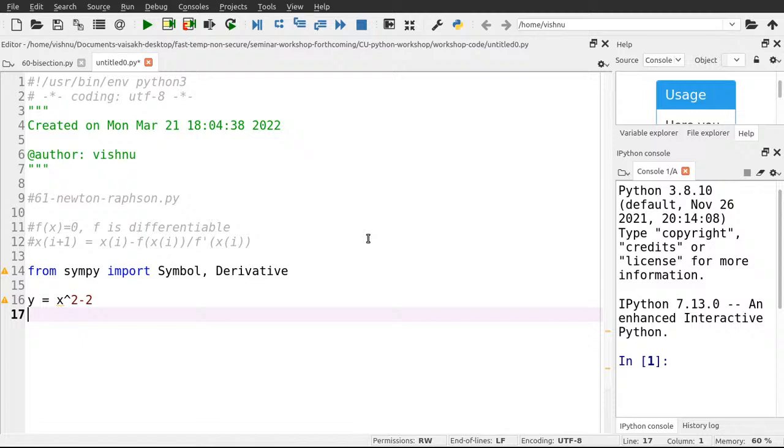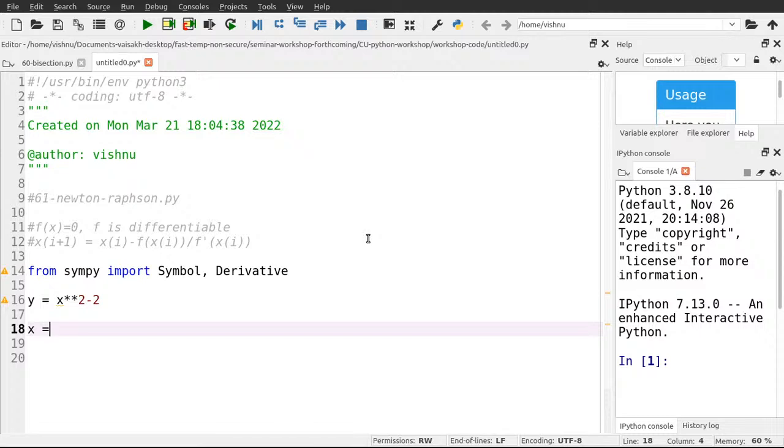Oh sorry, this is latex. Confused. x square minus 2. And in this case, we know that the solution is going to be something between 1 and 2, because the square root of 4 is 2, square root of 1 is 1. Therefore, it must be between 1 and 2. So maybe we can start with 1. So let us take the initial solution to be equal to 1.